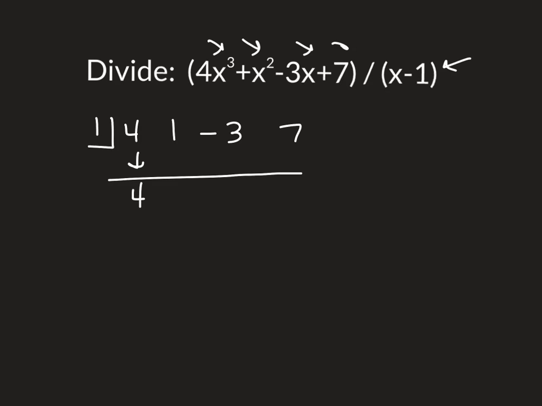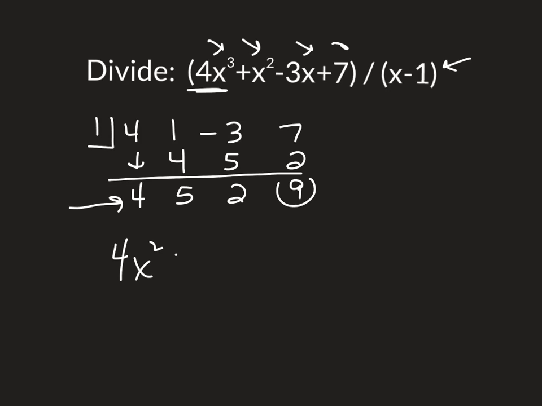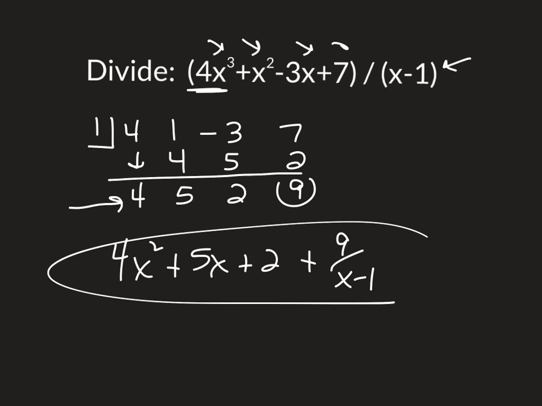Every time you bring a number down, you multiply by what's in the box. 4 times 1 is 4. Add, you always add. Multiply by what's in the box. 5 times 1 is 5. Add. Multiply by what's in the box. 2 times 1 is 2. Add. Circle it. That's our remainder. The numbers down here represent my quotient, and you always start 1 degree less than we started. We started with 4x cubed, so my answer is going to start with 4x squared, 5x, 2, and that positive 9 is a remainder, and you always put it over the divisor, x minus 1.